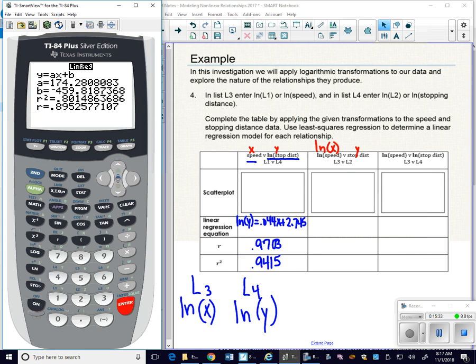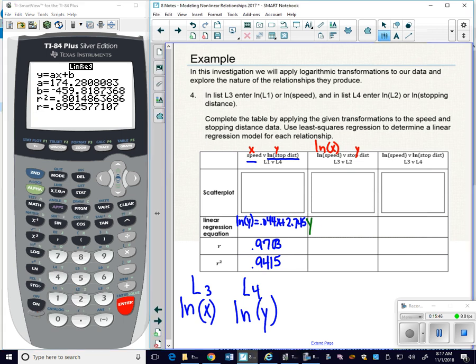So when I write my equation, I want to be mindful of the transformations that I did on x and y. So my equation that I'm given is y equals ax plus b, and the y is my actual y. So I'm going to go ahead and keep the y this time. The slope of my line is 174.281, but I'm not using my actual x's. I've now taken the natural log of x, so I'm going to say times the natural log of x, and then my y-intercept is a negative 459.819.